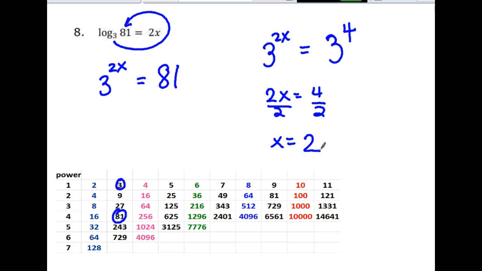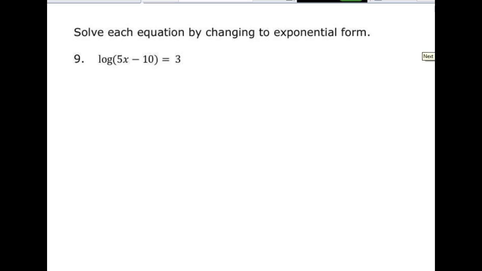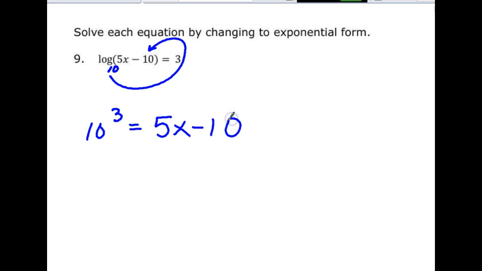So if it's in log form, I'm going to change it to exponential form in order to solve it. Uh-oh, I don't have a base. If the base is not written, the base is 10. Base 10, exponent, equal to. What is 10 to the third power? 1, 2, 3. Or you can put 10 to the third power in your calculator.